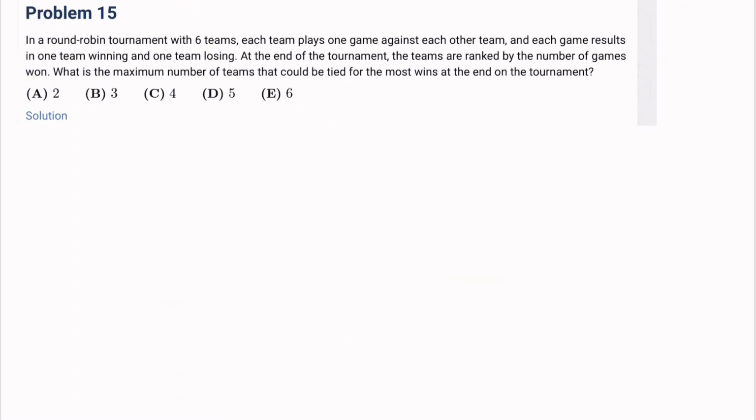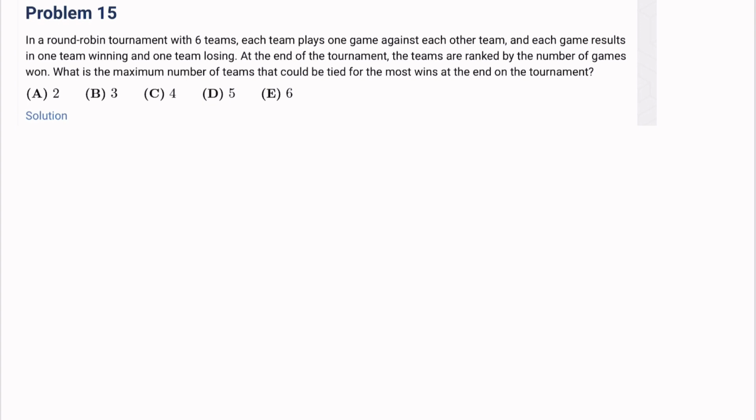Number 15. In a round-robin tournament with 6 teams, each team plays one game against each other team, and each game results in one team winning and one team losing. At the end of the tournament, the teams are ranked by the number of games won. What is the maximum number of teams that could be tied for most wins at the end of the tournament? So first, we need to find out the total number of wins, right?